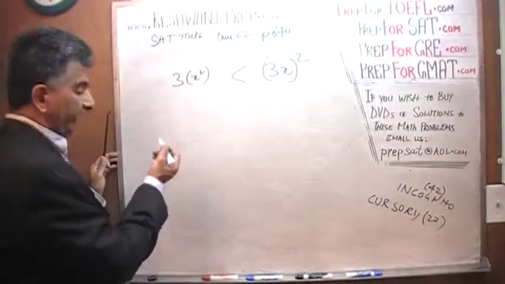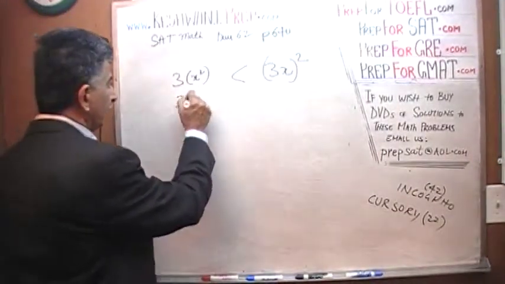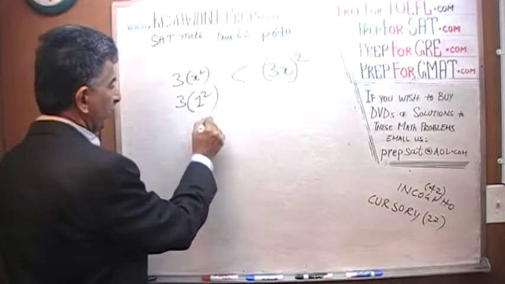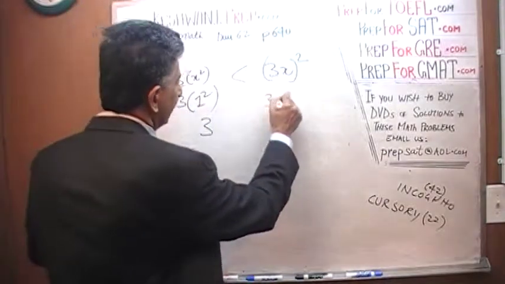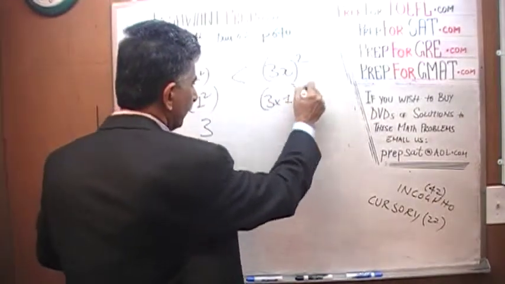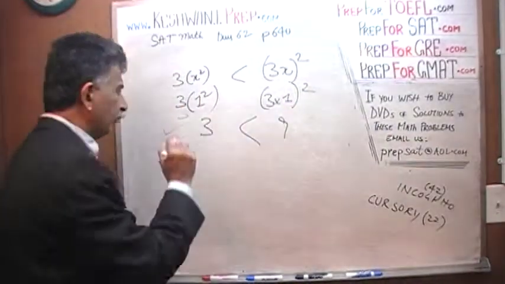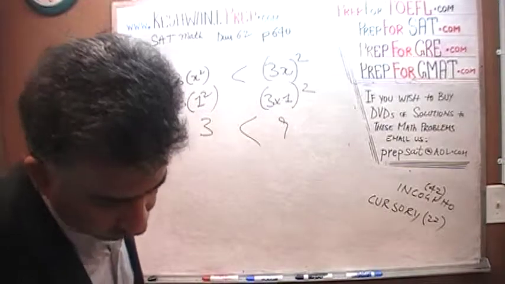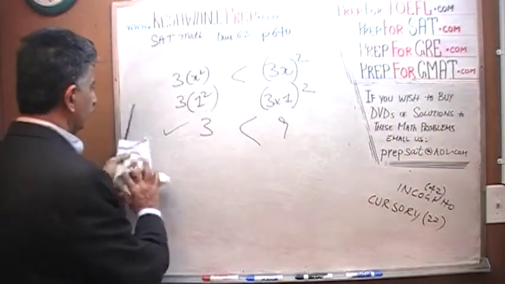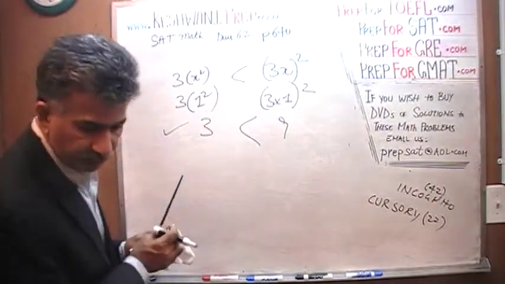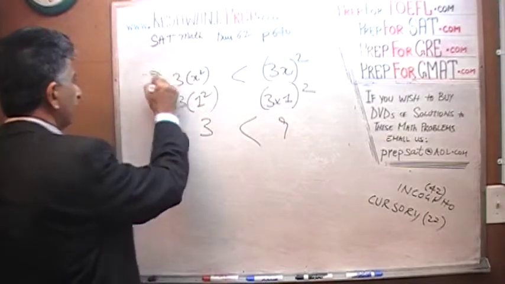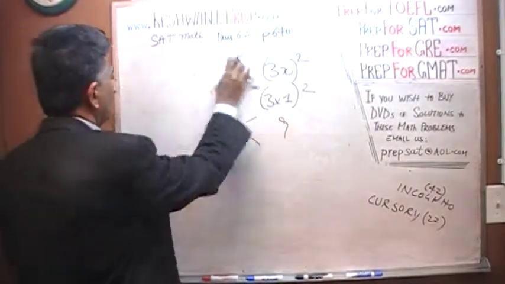Anyway, so x equals 1. Let's see what happens. It's 3 times 1 squared, which is 3, and here 3 times 1 squared, which is going to be 9, and 3 is less than 9. So that statement is also true. Let's try B. This was 1, this was D, and D is also true.